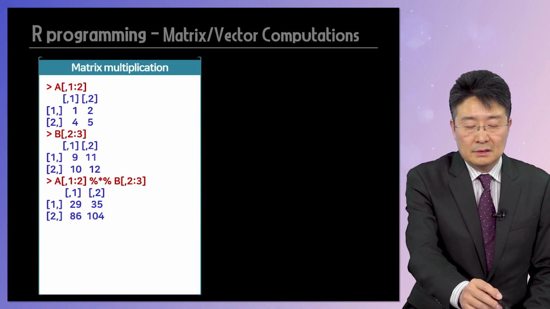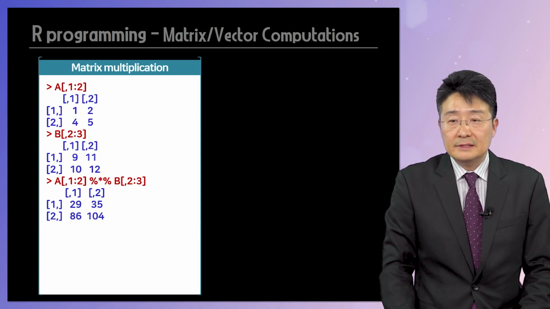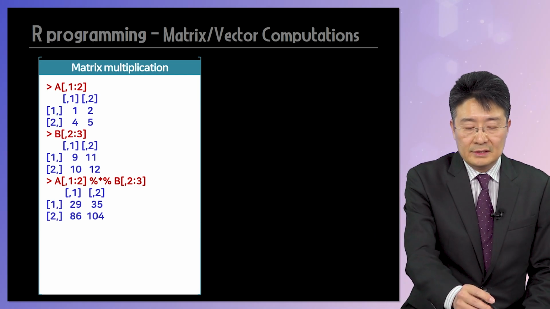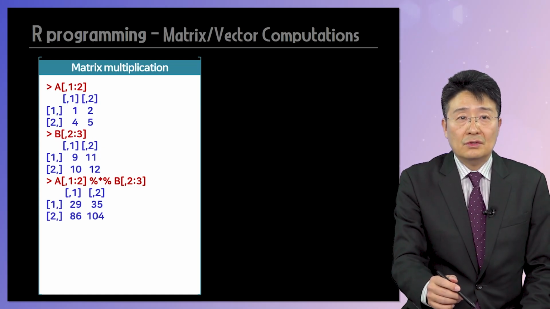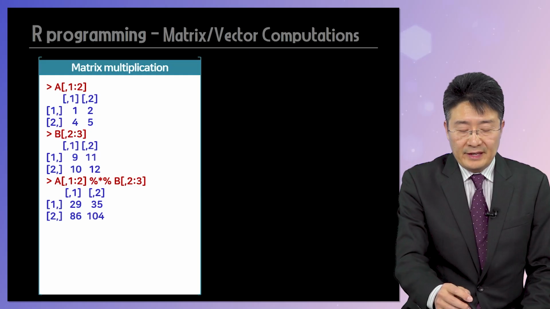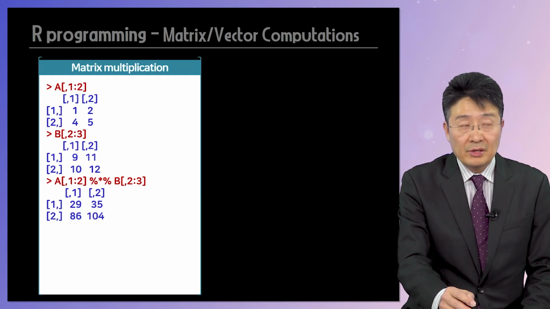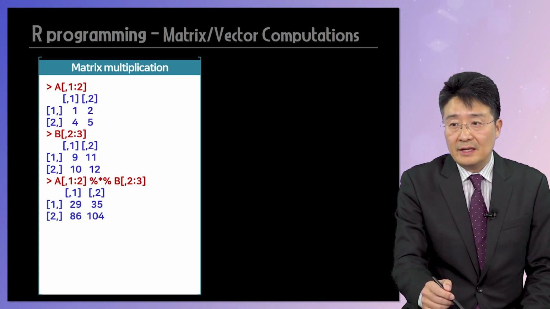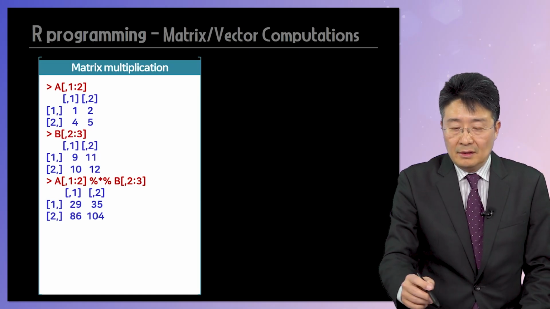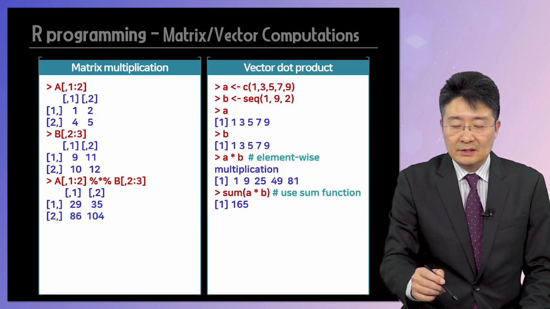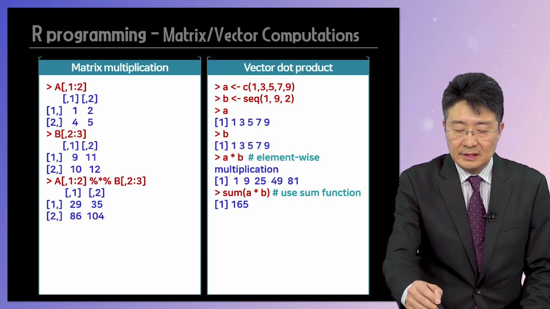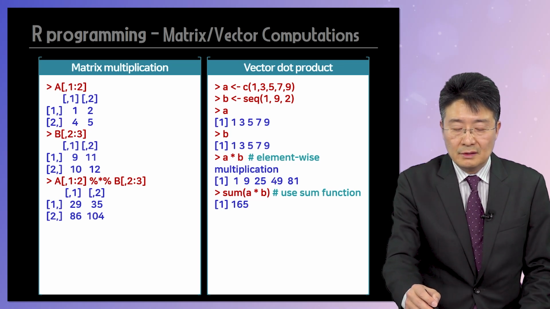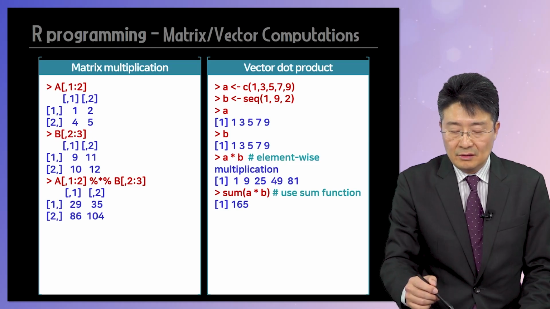Also, this is more important: matrix multiplication. We can define this matrix and then another matrix. In order to conduct matrix multiplication, you need to use this one, percent, asterisk, and percent. This is very important. Also, this is a vector dot product. We can define vectors in here, and in order to get the vector dot product, you can use this symbol, asterisk.